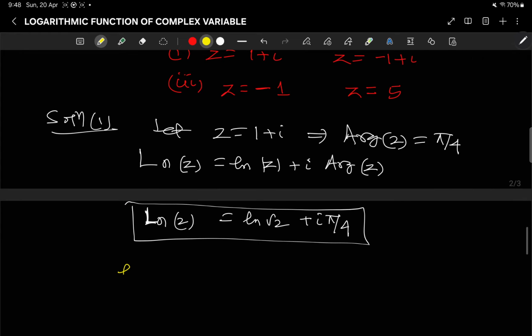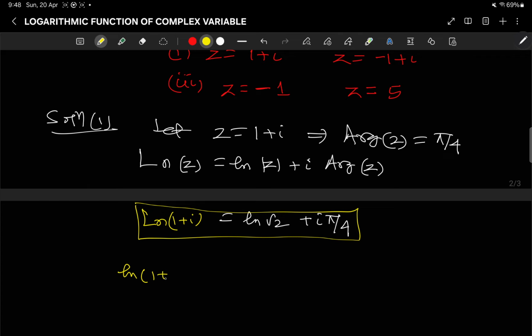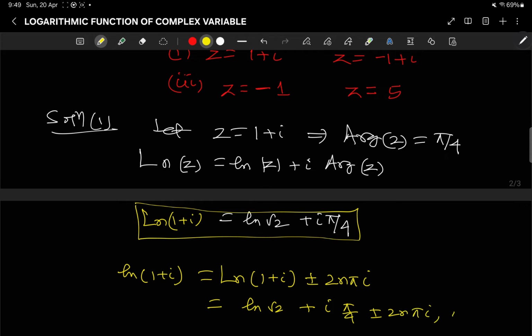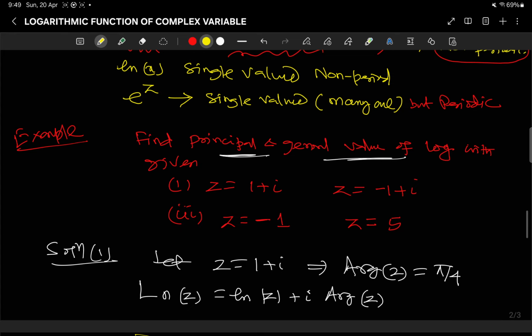And what happens to your general value? Capital Ln(1 plus i) is this. Now what happens to small ln(1 plus i)? This is equal to capital Ln(1 plus i) plus and minus 2n pi i. So this is equal to ln root 2 plus i pi by 4 plus and minus 2n pi i, where n is an integer, a natural number, because we are taking both plus and minus. If we take only plus, then n is an integer.